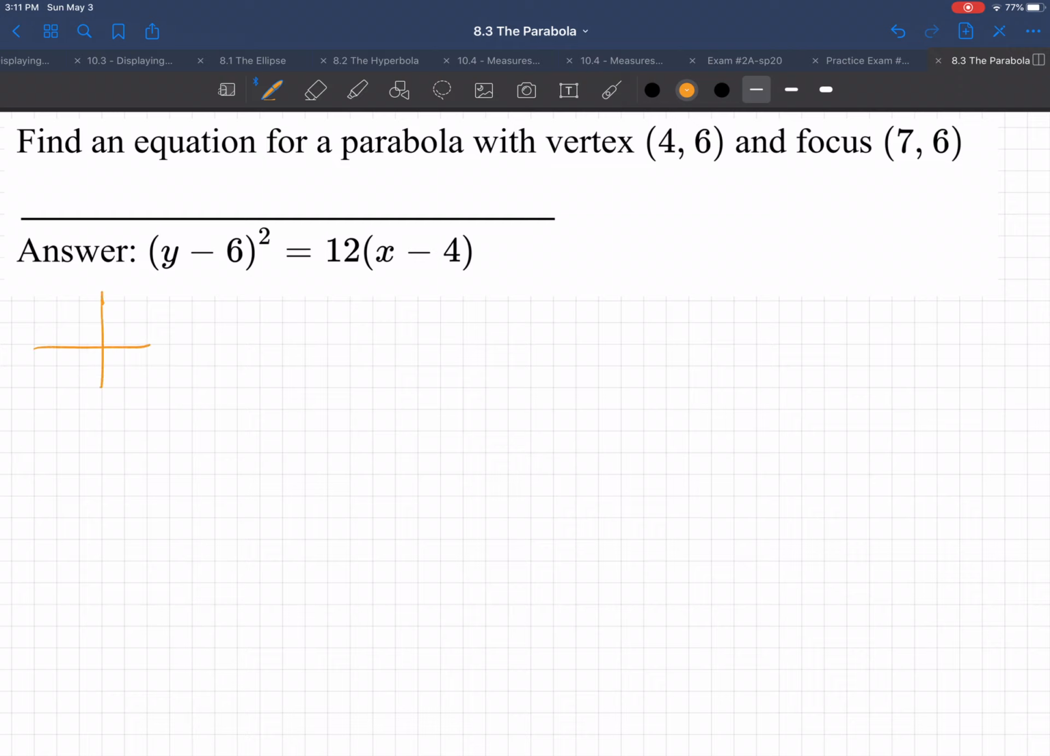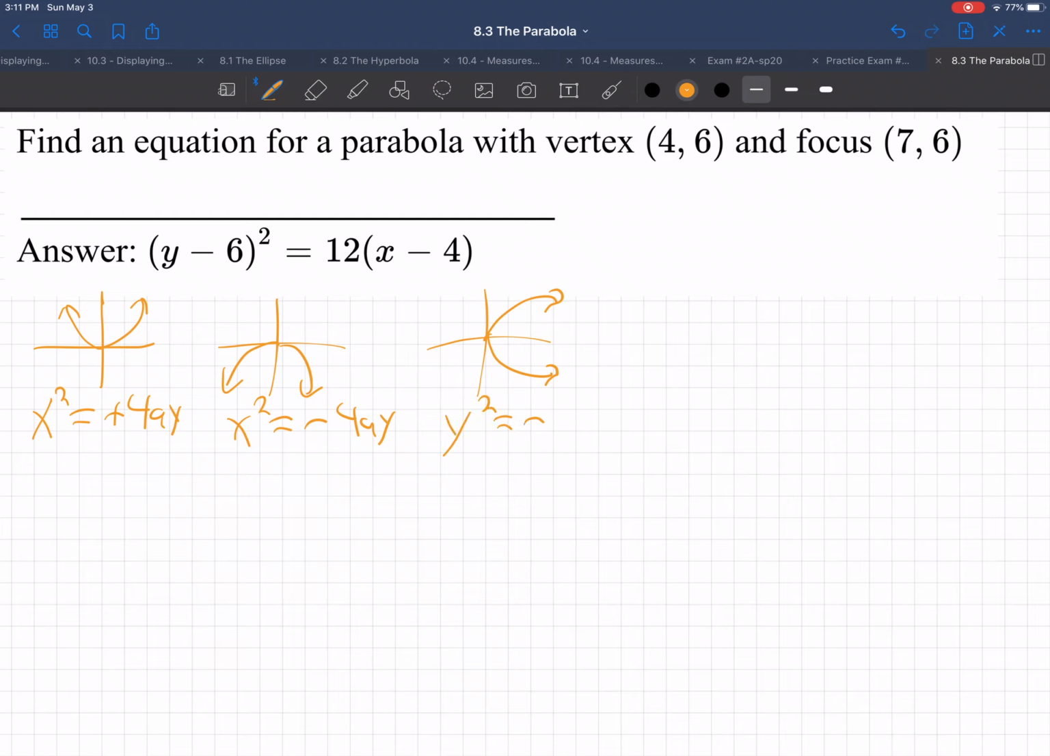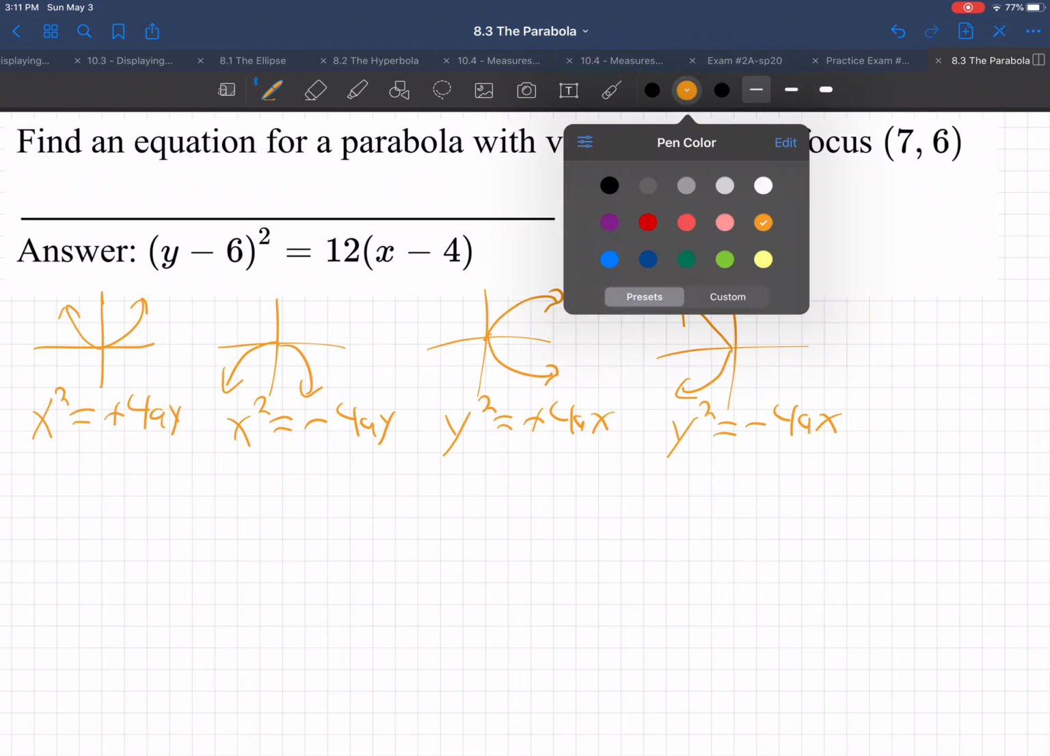If a parabola goes up, that's x squared is positive 4ay. If a parabola goes down, that's x squared is minus 4ay. If a parabola goes to the right, that is y squared is positive 4ax. And if a parabola goes to the left, that is y squared is minus 4ax.